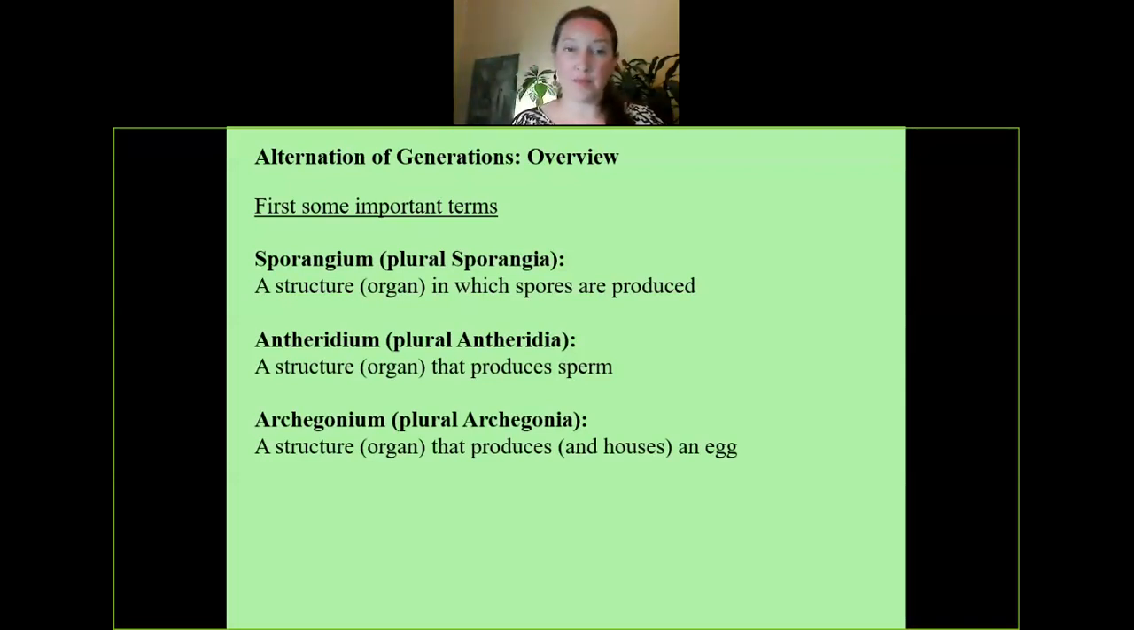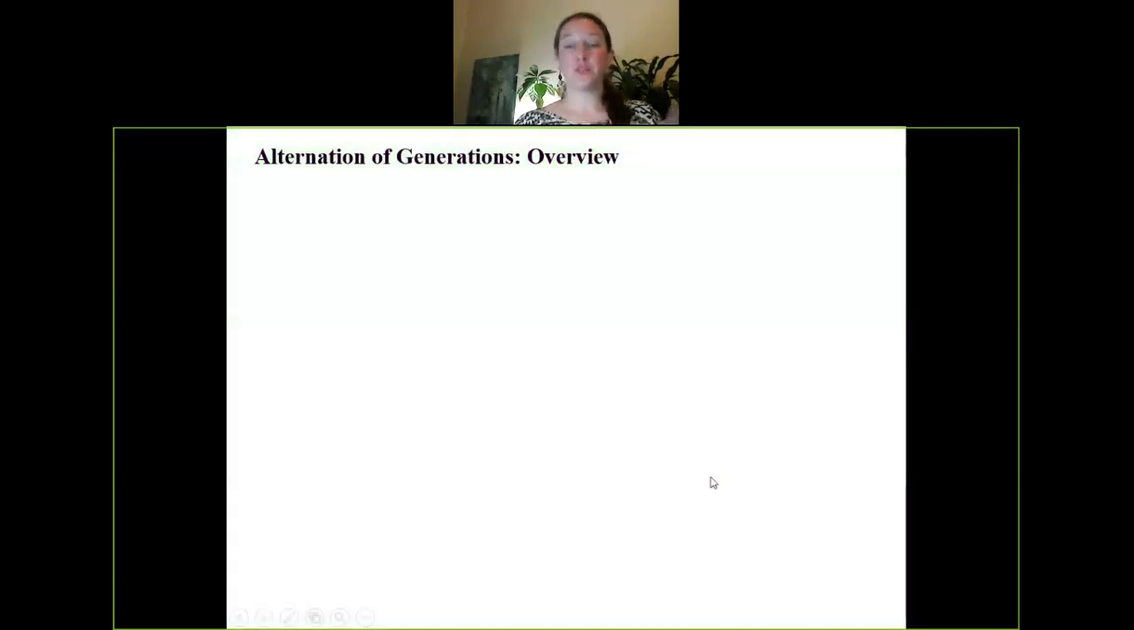On the gametophyte plant, you're going to have organs that make egg and sperm. So the organ that makes sperm is called an antheridium, plural antheridia. And the structure on the gametophyte plants that makes eggs is called an archegonium, plural archegonia.